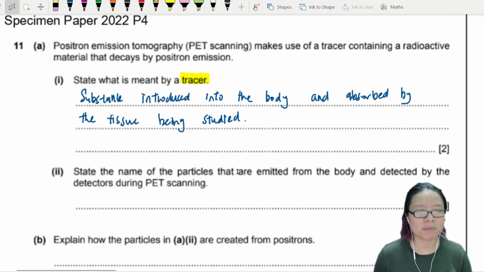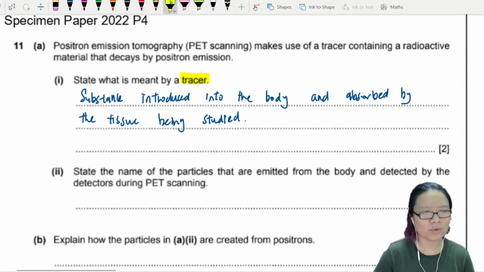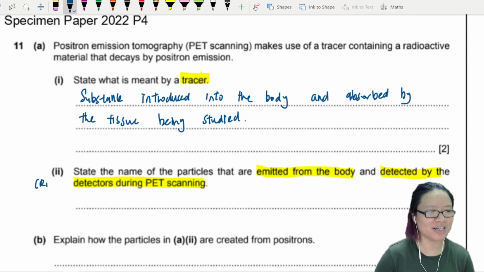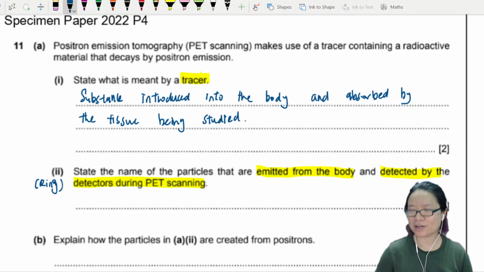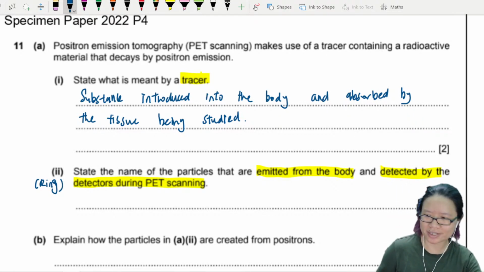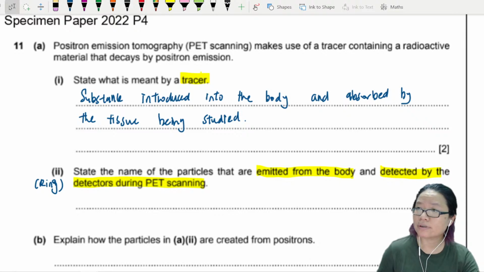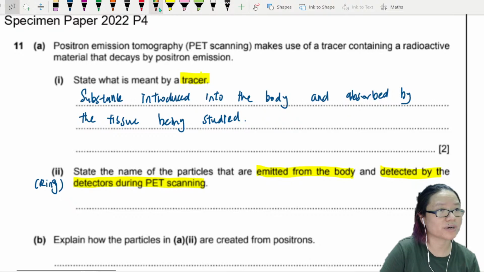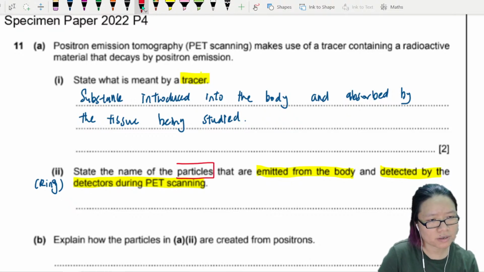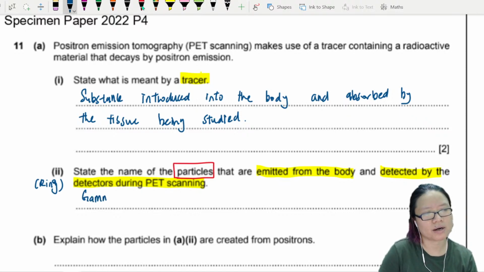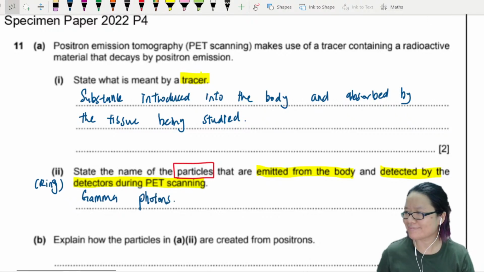Anyway, state the name of the particles that are emitted from the body. What is emitted from the body and detected by the detectors during the PET scan, detected by the ring detectors? Tell me in the chat, what do you think? I'll go and find the paper link for people in chat, but let me know. What does the ring detector detect? Gamma, yes. So they say particle, right? If I want to be a bit more specific, if I see the word particles, I will say gamma photons. Very good. Well done.